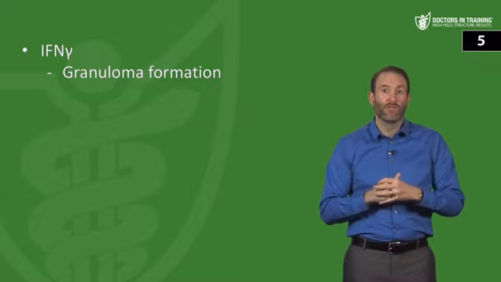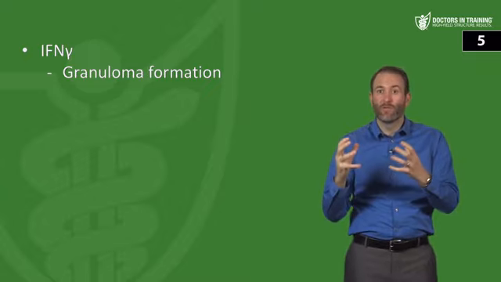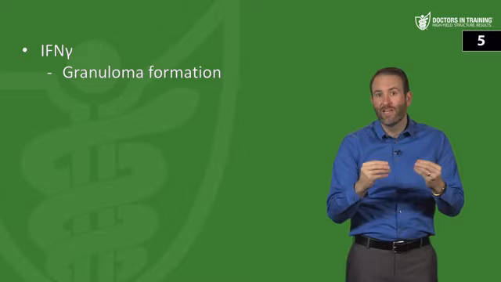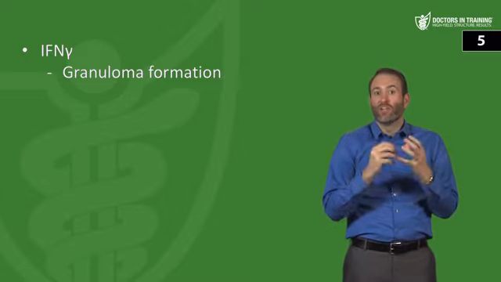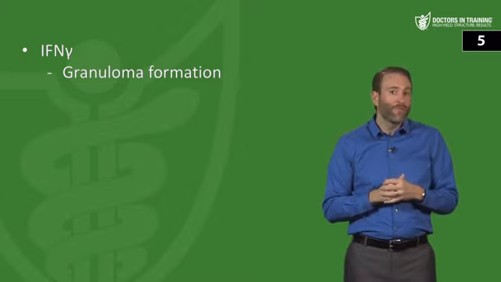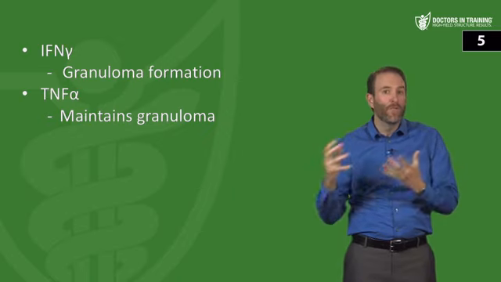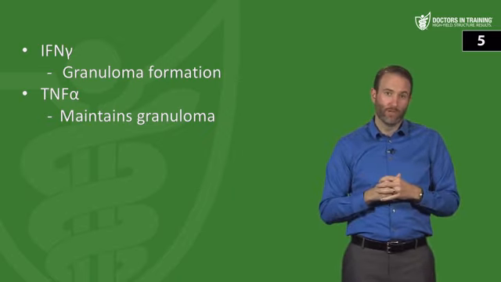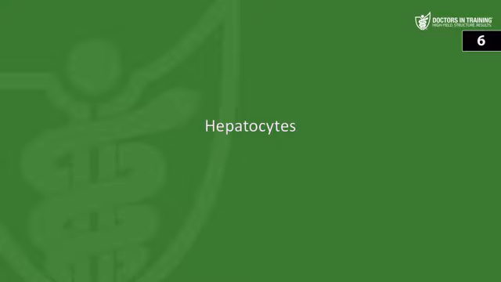Next, what cytokines are particularly important in the formation and maintenance of granulomas? So remember, T cells produce interferon gamma. That's going to help those macrophages to form those multinucleated giant cells, which can lead to that granuloma formation. And then macrophages produce the TNF alpha, which helps to maintain the granuloma. Next, what cell type plays a role in inflammation by generating fibrinogen and C-reactive protein? Remember, that's going to be hepatocytes.